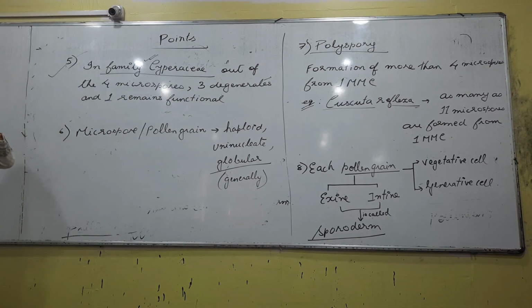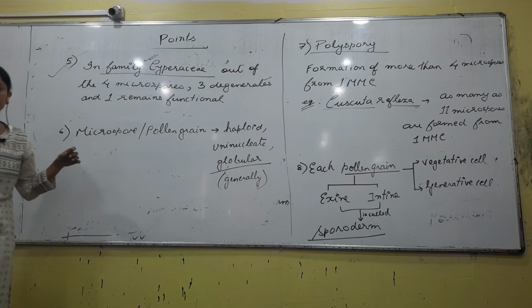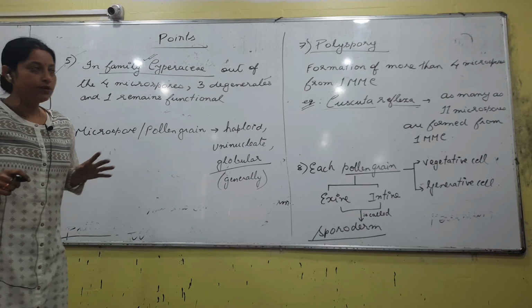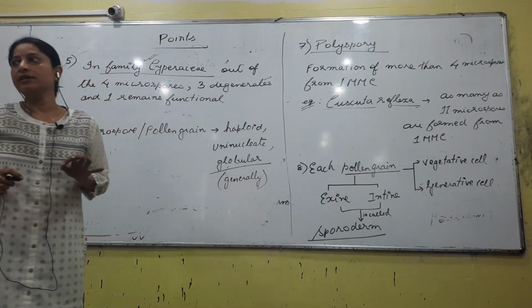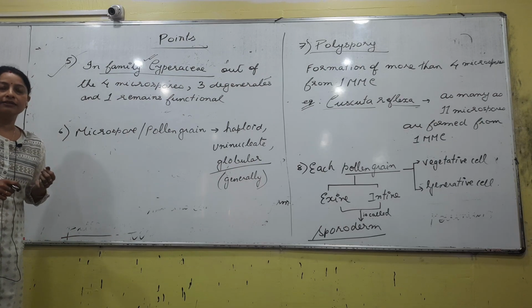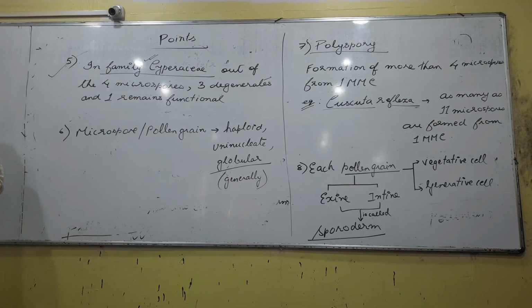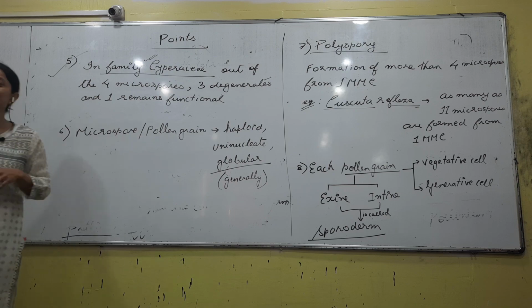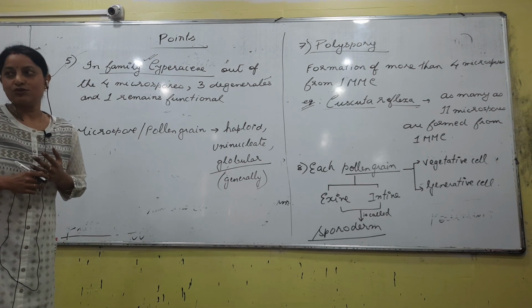So we have a term called polyspory. What is polyspory? One MMC forming more than 4 microspores. The phenomenon is called polyspory. One example is Cuscuta. What is Cuscuta? It's a parasite. What type of a parasite? Stem parasite, not root. What type of a stem parasite? Total, not partial. Total. Right?